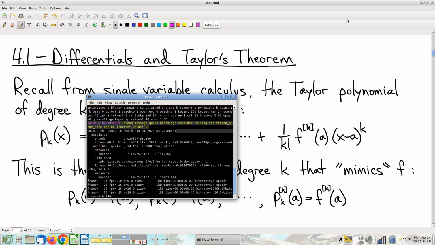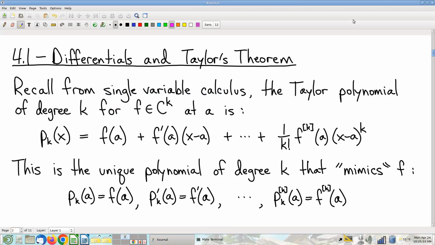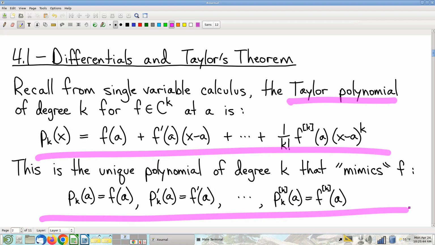Okay, so here we go. 4.1 is remarkably short. A lot of it's review. Just make sure that you remember how Taylor polynomials work. Formula that you should recognize, fundamental properties that you should recognize. This is all Calc 2, right?